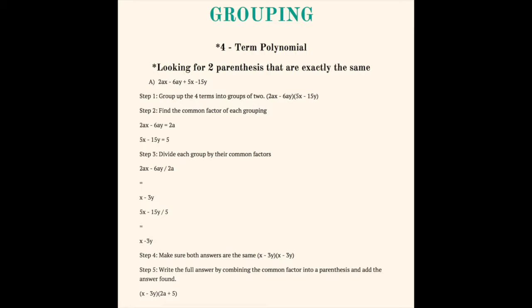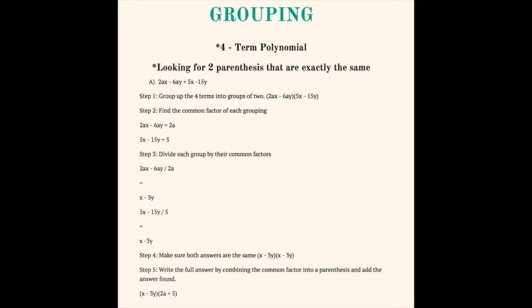Step 2. Find the common factor of each grouping. 2ax minus 6ay equals 2a. 5x minus 15y equals 5. Step 3. Divide each group by their common factors. 2ax minus 6ay divided by 2 equals x minus 3y. Then 5x minus 15y divided by 5 equals x minus 3y.